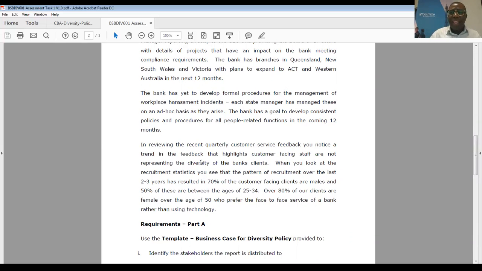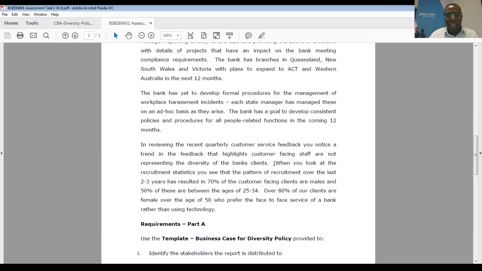What's the key here? It has come to the attention of the management that our customers are not represented in our employee structure. What are they saying? The frontline people of the bank who come into contact with the customers are not representative of that ratio of the people who live in the community, of their clientele.